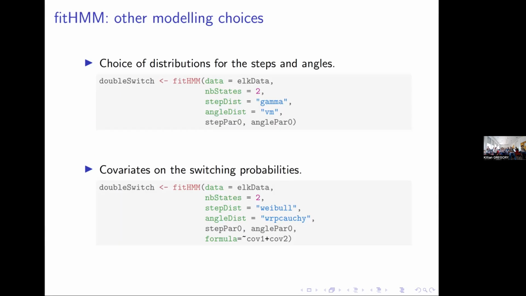Oh, and another thing that's nice about MoveHMM is you can specify a formula for your state transitions, and it's just your simple, typical formula in R. So you could just use your little tilde, and then you can add your covariates in there, and it'll make your state transitions a function of whatever covariates you put in there.